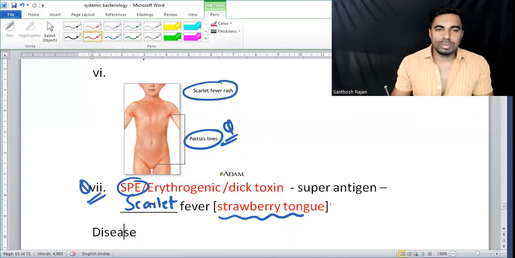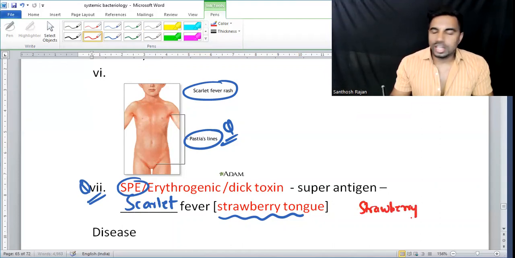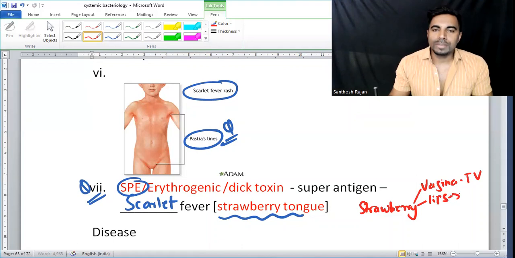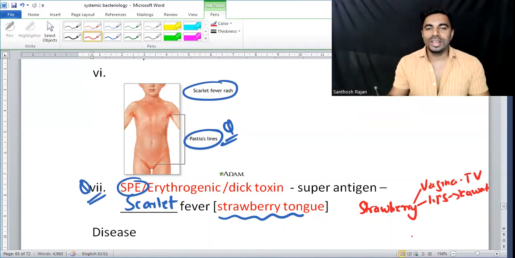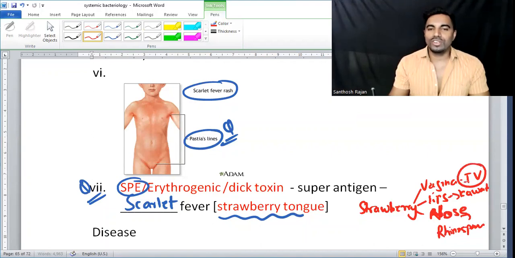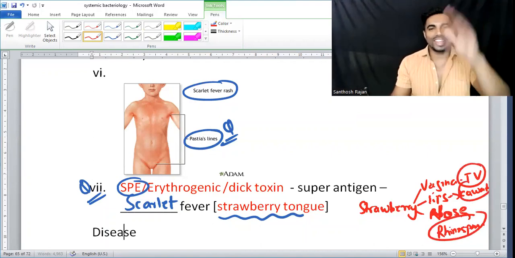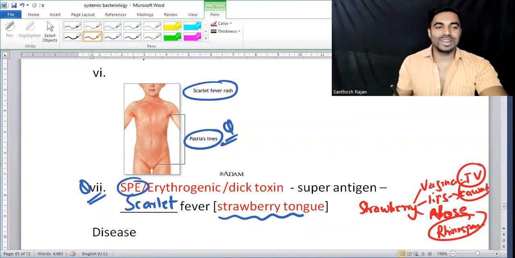Strawberry tongue is this one, but there are many strawberries. I thought of telling it later, but I'll try to tell it now. Strawberry vagina, which is caused by Trichomonas vaginalis. Strawberry lips, which is Kawasaki disease. And then we have strawberry nose, which is Rhinosporidiosis. See how beautiful our microbiology is. So many strawberries for everything, every part of our body. But in scarlet fever, the tongue has a strawberry appearance.